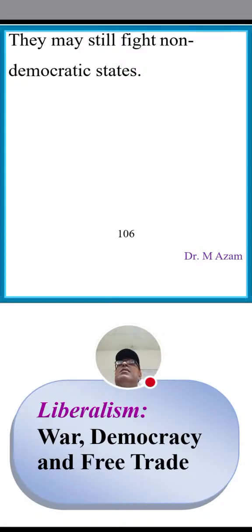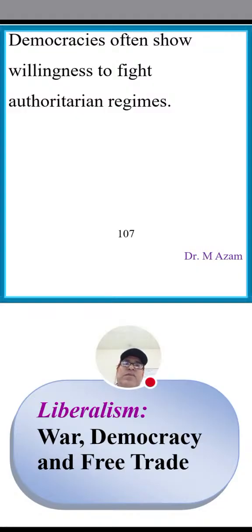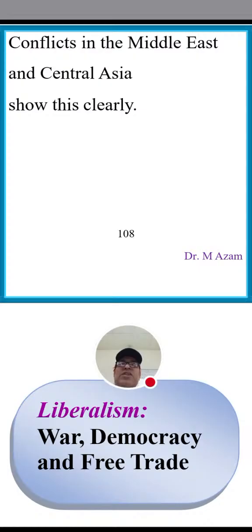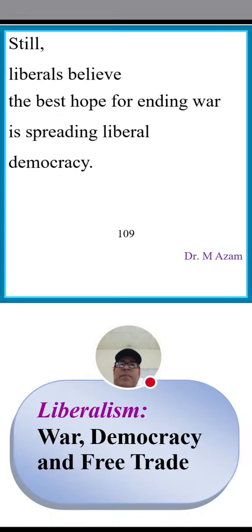So the democratic theorists, democratic philosophers, they say Iran is not a democracy. They may still fight non-democratic states. Democracies often show willingness to fight authoritarian regimes. Conflicts in the Middle East and Central Asia show this clearly. Still, liberals believe the best hope for ending war is spreading liberal democracy.